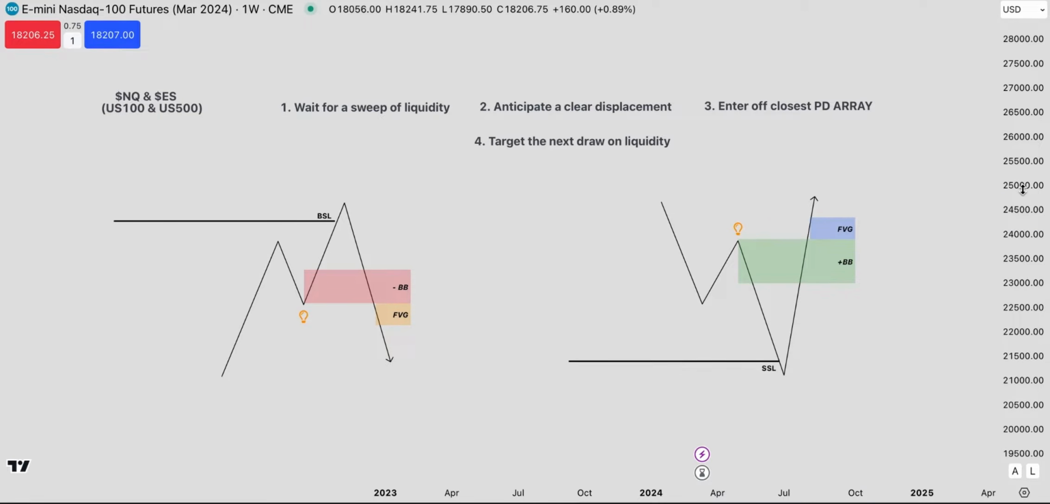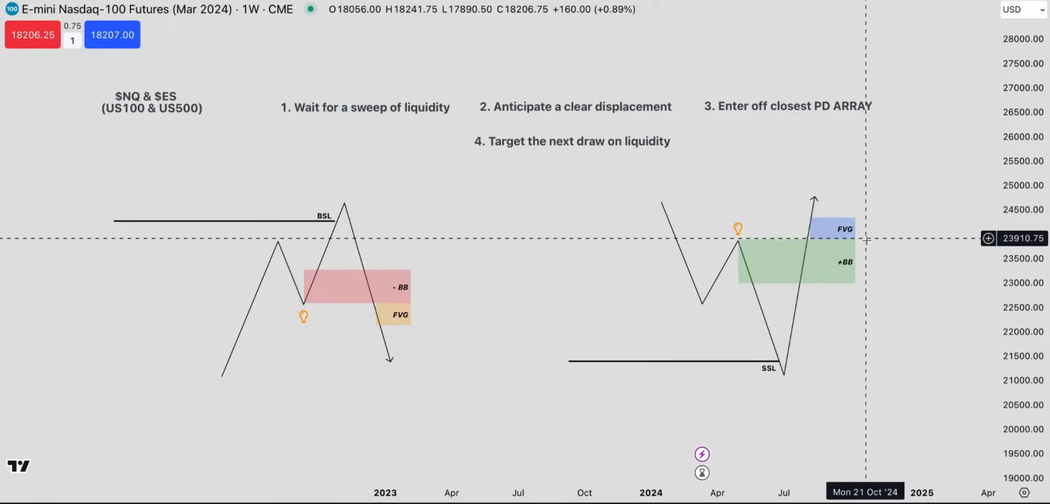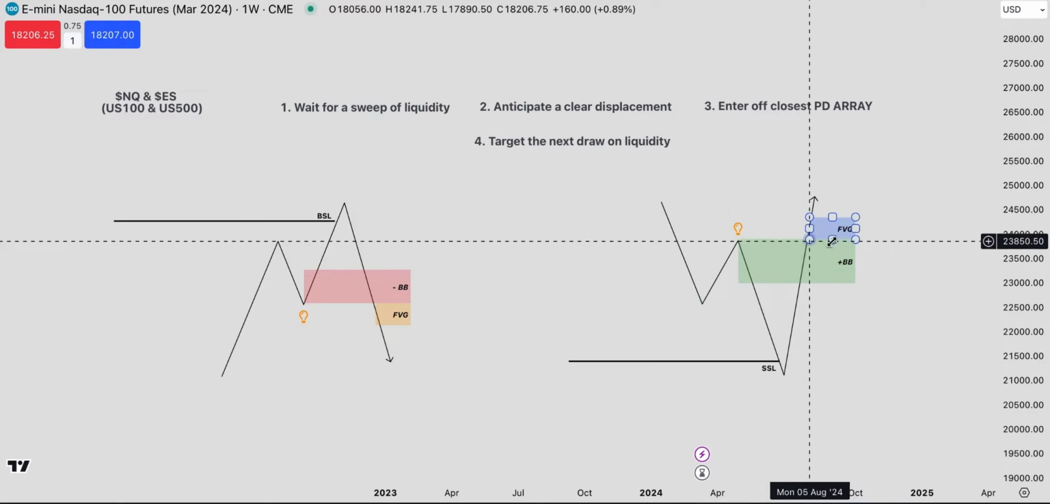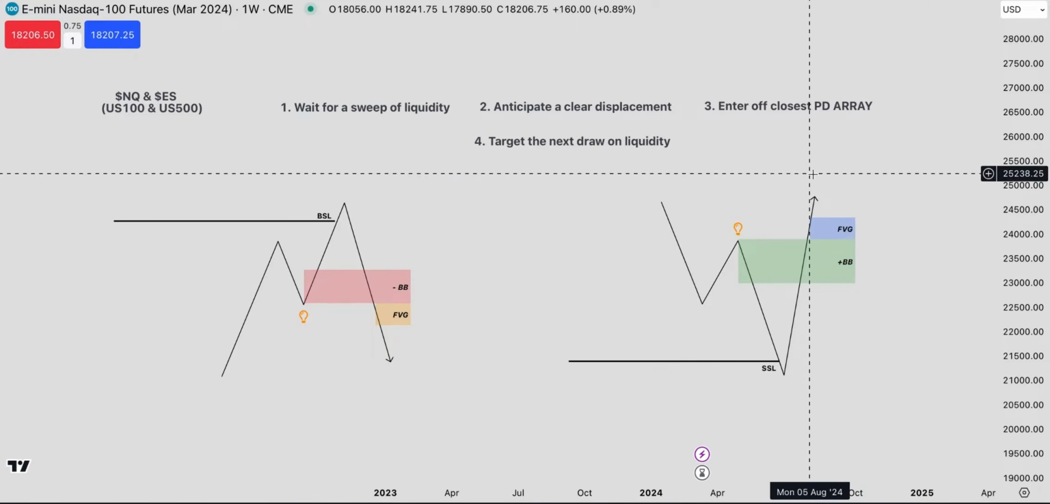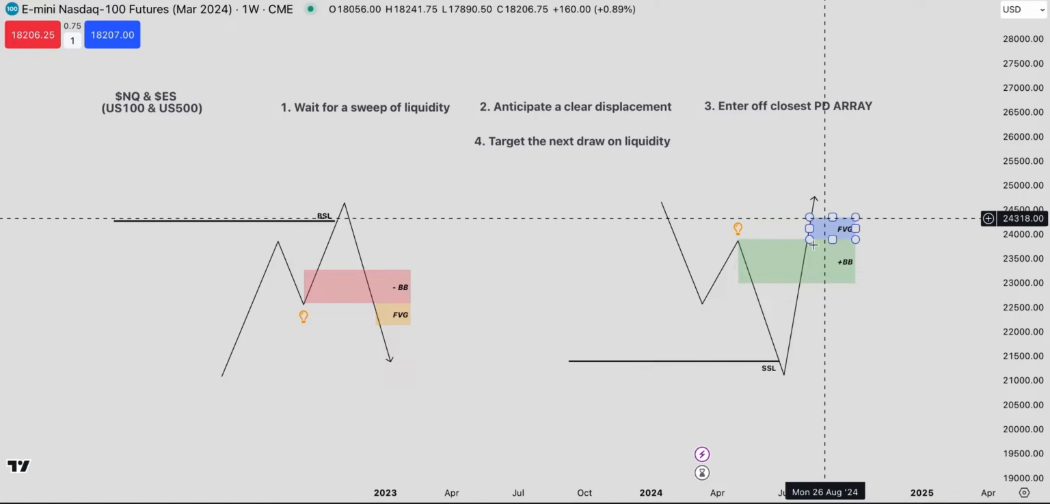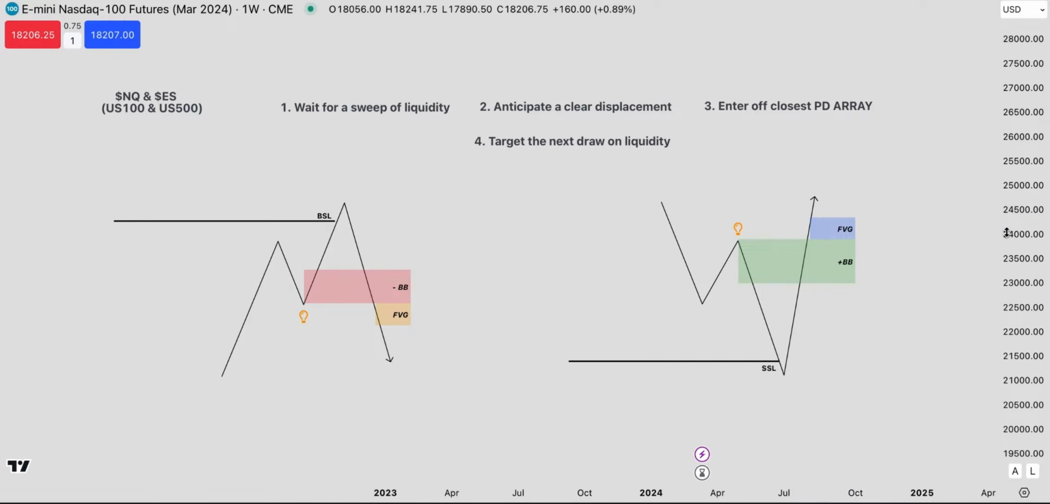And I've actually had this happen to me a few times where I've put my limit orders on the fair value gap. The breaker block was here, the fair value gap was lower, and price tapped into the breaker block and shot up straight away, and it never gave me an entry at the fair value gap. So this is why I recommend that you enter from the closest PD array. However, it is preferable to always enter from the fair value gap.